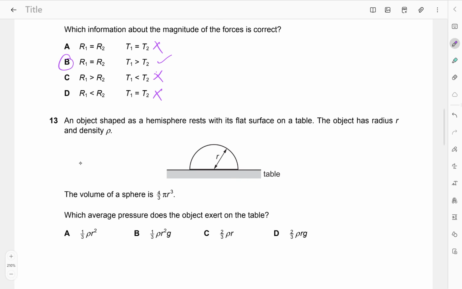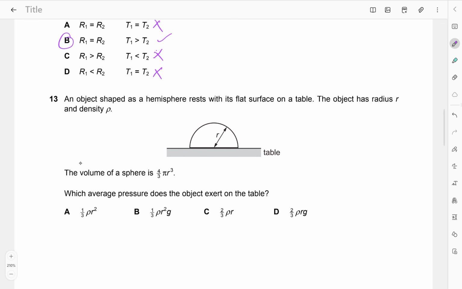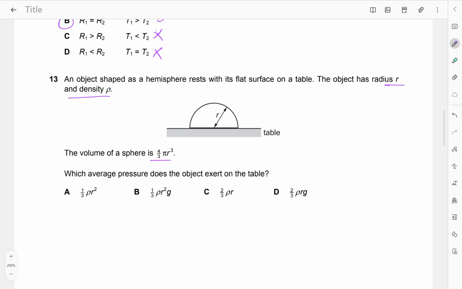I think I've laid so much on that. An object shaped as a hemisphere rests with its flat surface on a table. The object has radius r and density rho. The volume of a sphere is 4/3 pi r cubed. Which average pressure does the object exert on the table?